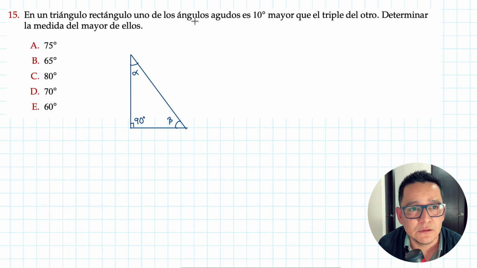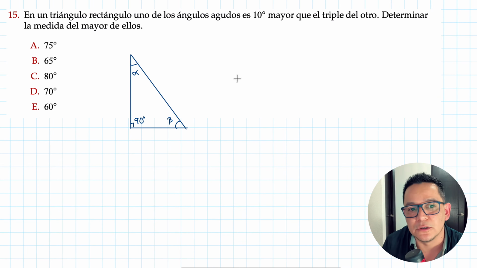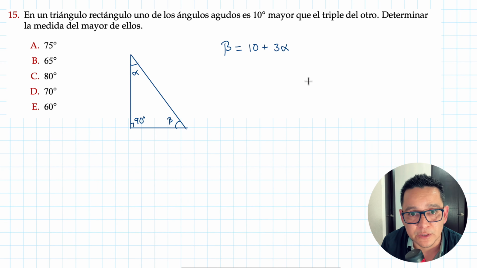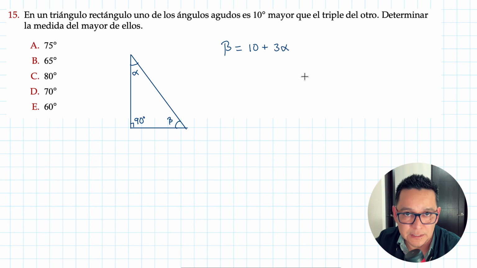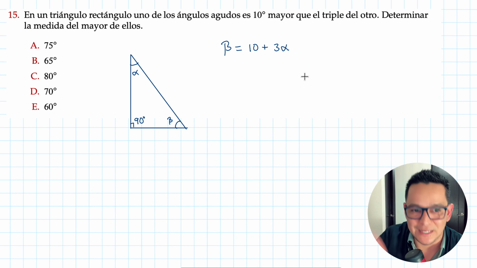In a right triangle, one angle is acute, right? It's 10 degrees greater than 3 times the other one, okay? So, which one should be bigger? Well, this one, right? So beta has to be 10 degrees greater. So I'll write 10 plus what else? Triple the other one. In this case, triple alpha. So triple alpha means triple the other one. I add 10, so I get the other angle, which in this case is angle beta, and that's it. So now we have our equation here.